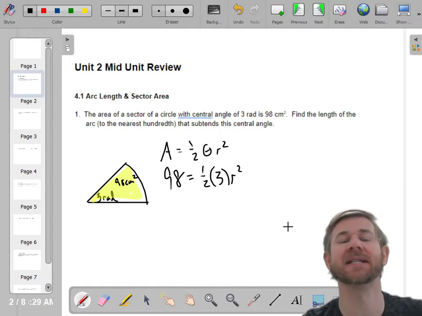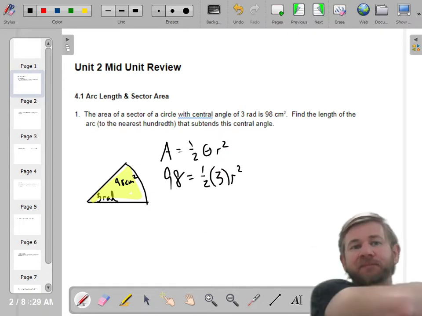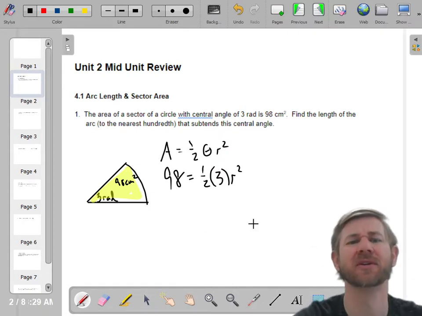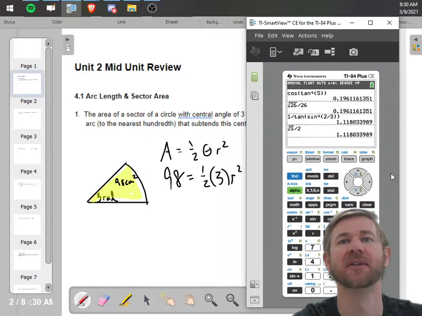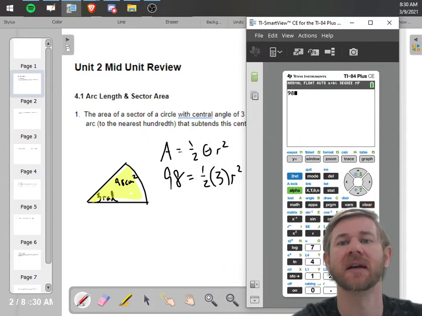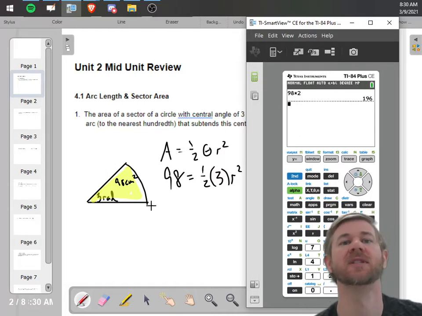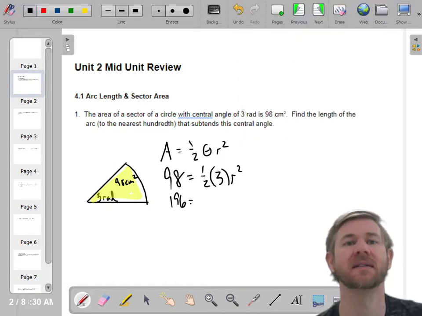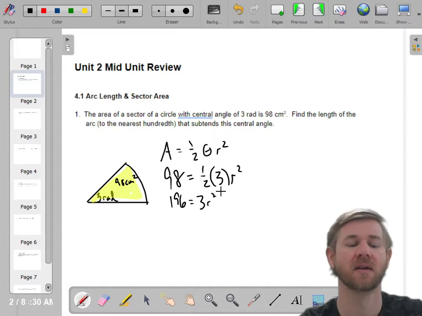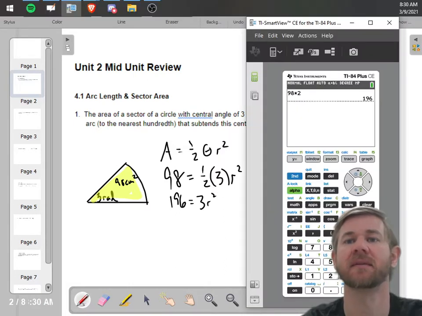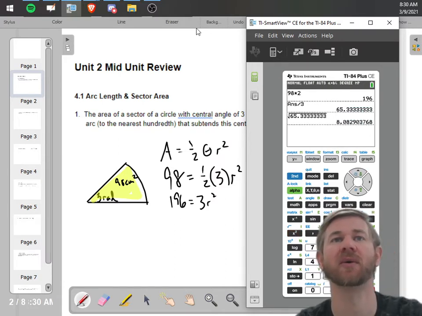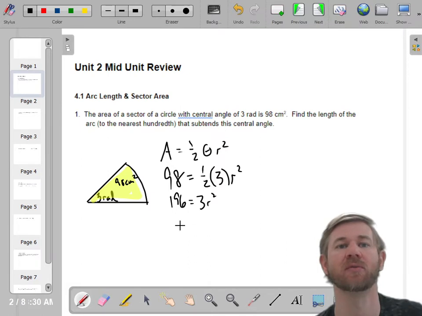So we've got an equation here. We're going to need to move some stuff around. First thing I'm going to do is multiply both sides by 2. 98 times 2 gets you 196. So what you have right now is 196 equals 3r squared. We will then divide by 3, and then I'm going to square root that because that'll give me the radius. So the radius is a little bit bigger than 8. We'll say 8.08. R equals 8.08.